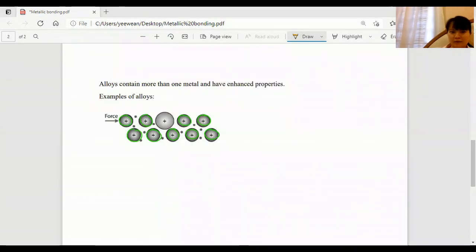Next, alloys. Alloys contain more than one metal. In this picture, I draw all the green ones, and then there's a yellow one here, which is larger than the others. We can enhance its properties. The reason is because this one is slightly larger, or different in size. This makes the alloy less flexible compared to the original green one. Because there's a big one here, it locks it there, making it hard for the green ones to slide over each other and be flexible. So it's sort of locked there.